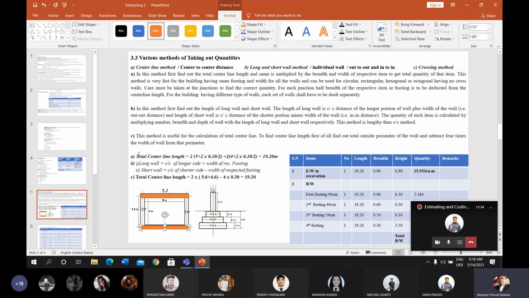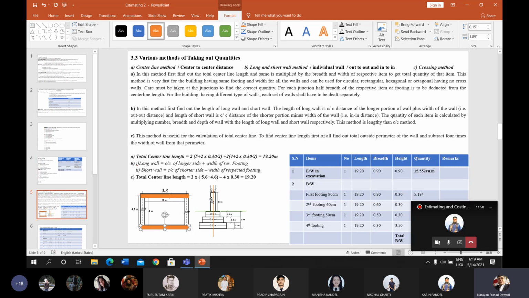This is the second method. This method is slightly longer than the center line method, but there may not be a chance to make mistakes in the long wall and short wall method. But if you make a mistake in calculating the total center line length in the center to center distance method, then your data will be totally wrong. Your calculation will be totally wrong.